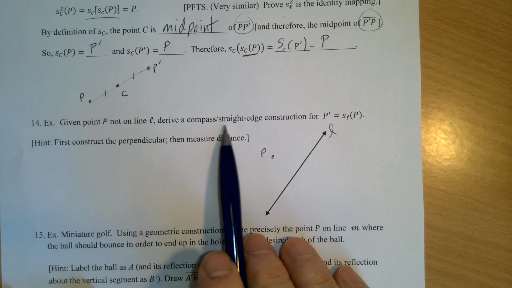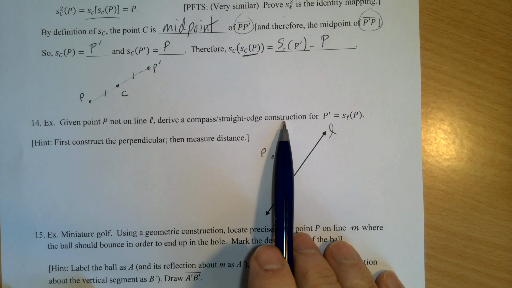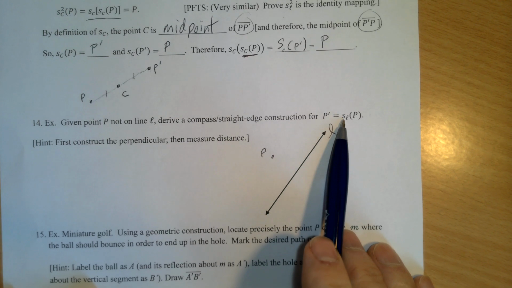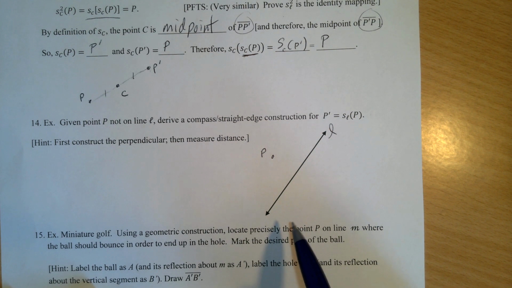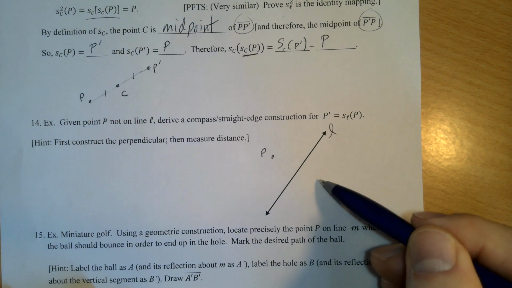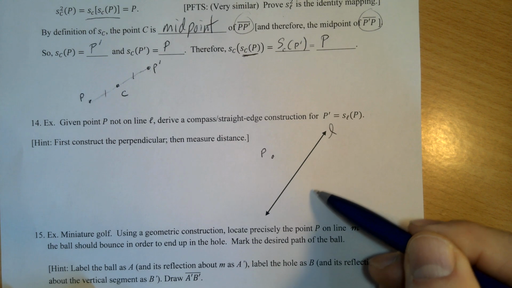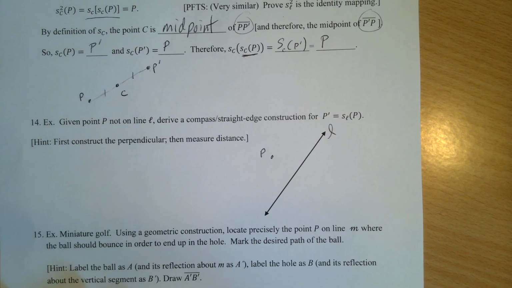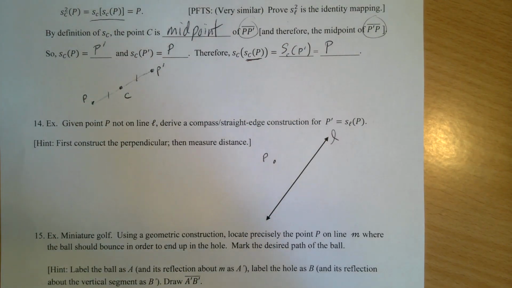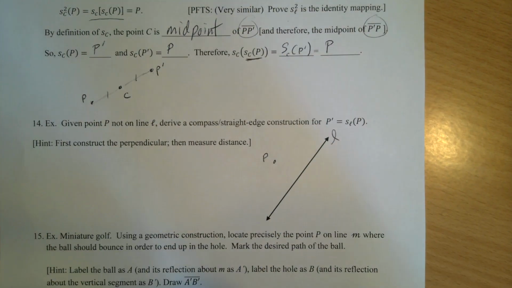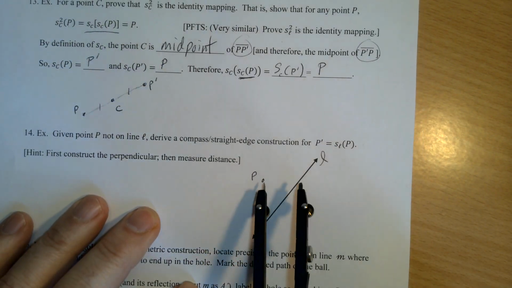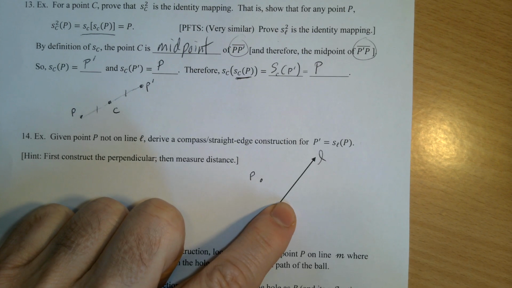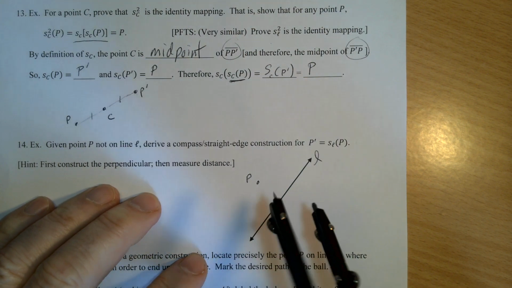Derive a compass and straight edge construction for the point P prime being the reflection of the point P around the line L. So it's going to be somewhere around here, the mirror image around the line L. So we're going to actually construct it. I need my compass, and all I'm going to do is construct a perpendicular from the point P to this line. Remember how to construct it?